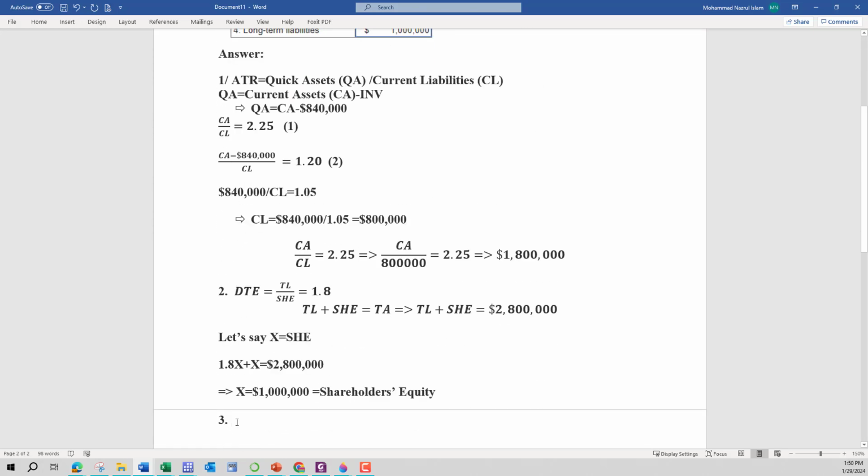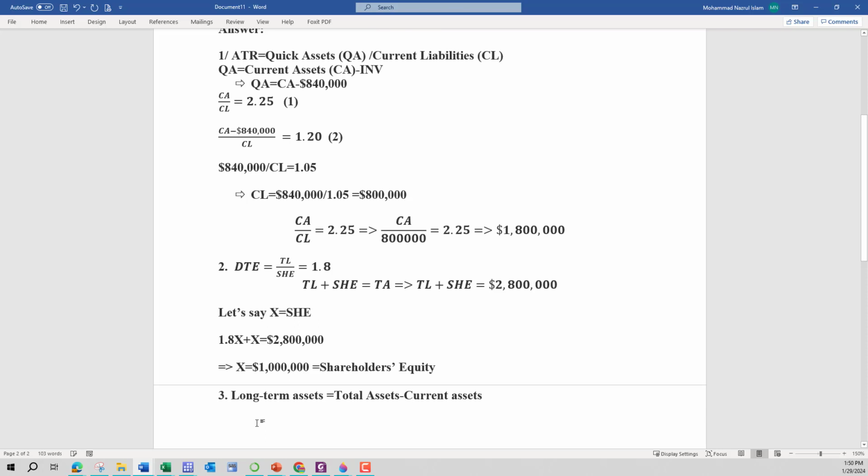And number 3 is long-term assets. How can I do that? Long-term assets is equal to total assets minus current assets. So long-term assets is equal to 2,800,000 minus current assets 1,800,000, which is equal to 1 million.